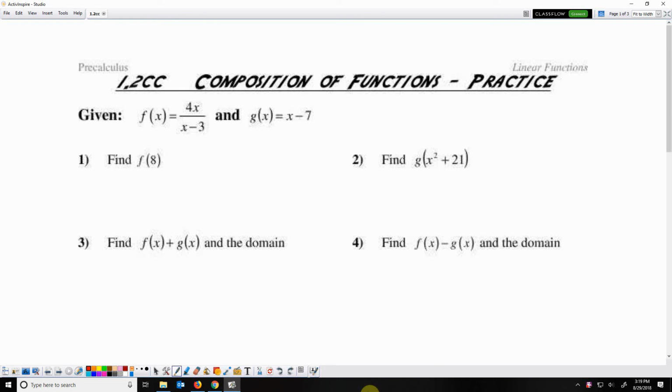Today we're going to talk more about functions. We're going to evaluate some functions given a value. We're also going to do some compositions of functions and talk about their domains.